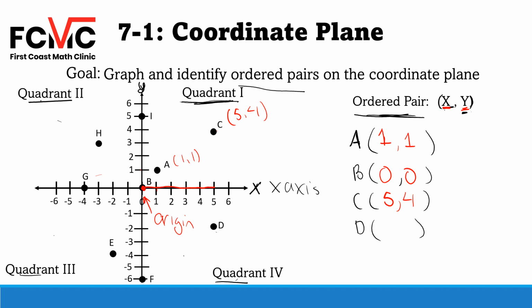Let's do D in green. So I'm going to still go over 5 units, right? So my x coordinate is 5. I'm moving over until my x value is lined up with D. Now I've got to go down. Well, how far down do I have to go? Going down right to right about here. And where is that? That is -2. So my y value is -2. So D is 5, -2.